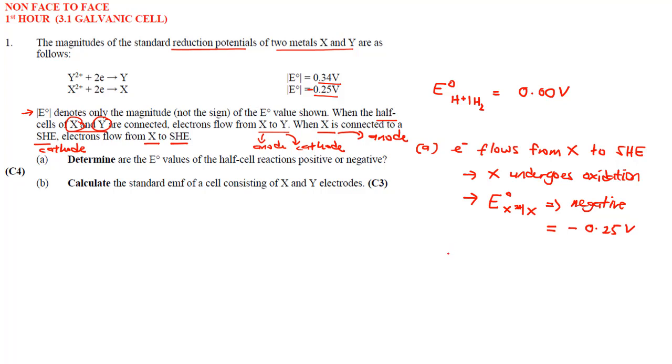For the next one tu, kita bagi tahu electron flows from X to Y. So apa yang you kena tahu, E0 untuk X tu is more negative lah.